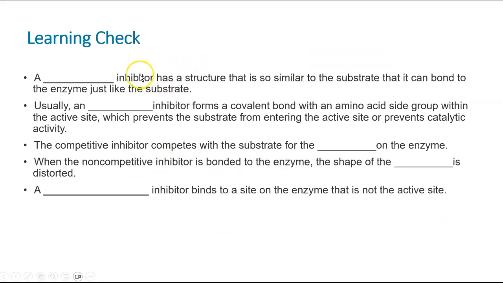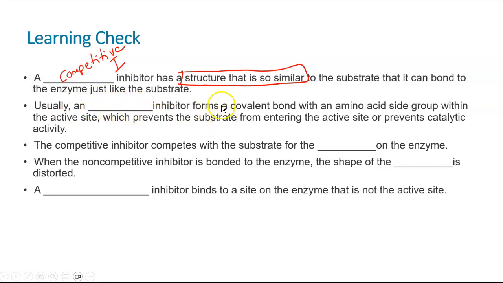Okay, I have this learning check which will help with your homework. Find the missing word in these sentences. A blank inhibitor has a structure that is so similar to the substrate that it can bond to the enzyme just like the substrate. When it says has a structure that is so similar, quickly it should come to your mind: it should be a competitive inhibitor, right? That's why it has the same or similar structure. Competitive inhibitors.